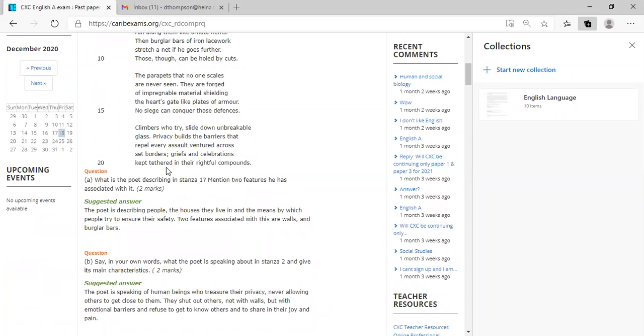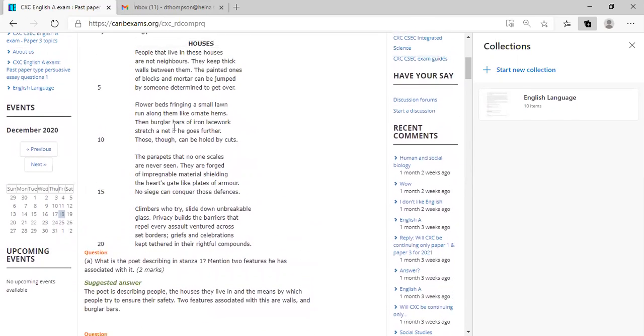So whenever you hear a question that asks you to say in your own words, not just from the poem, it's asking you to give a figurative meaning, to understand deeply what is exactly being spoken of. But if it says, what is the poet speaking of, you have to tell me the literal meaning. Does that make sense, everybody?